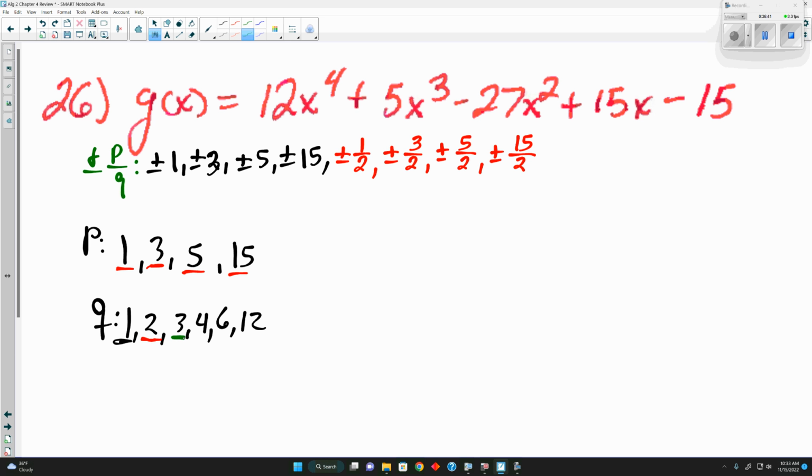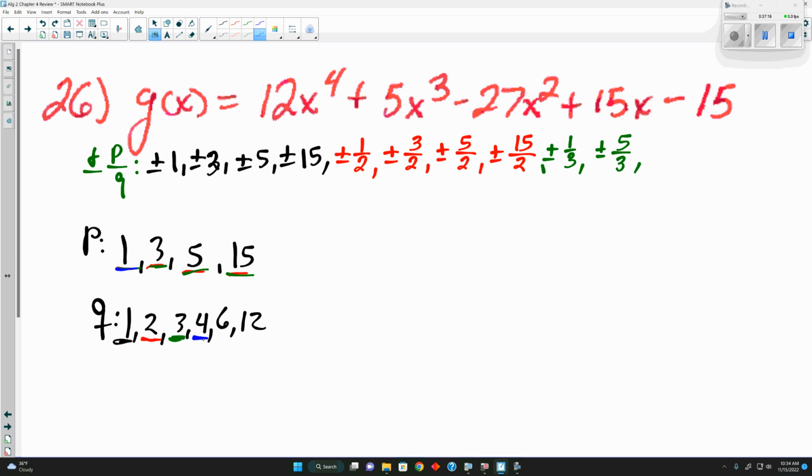Then we can move on to 3. So we can say 1 divided by 3, 1/3. Then 3 divided by 3 is 1, 3/3, or 1. Then we do 5 divided by 3, which is 5/3. And lastly, 15 divided by 3 is 5. We already have it, so we don't need to list it again. Then we can move on to 4.